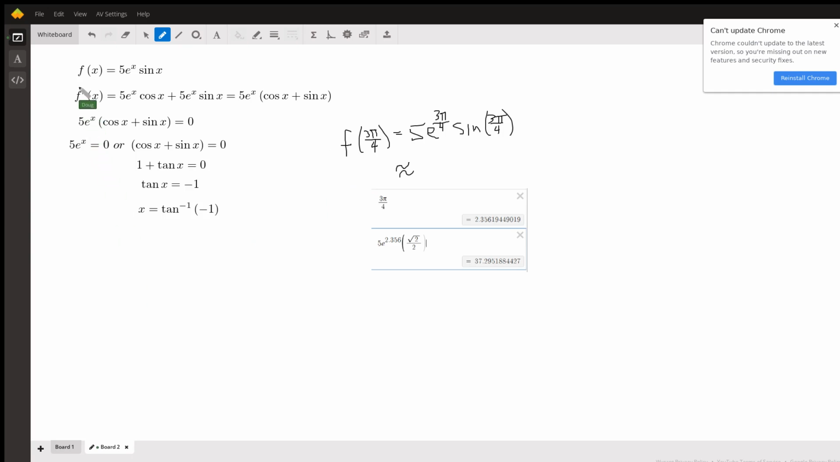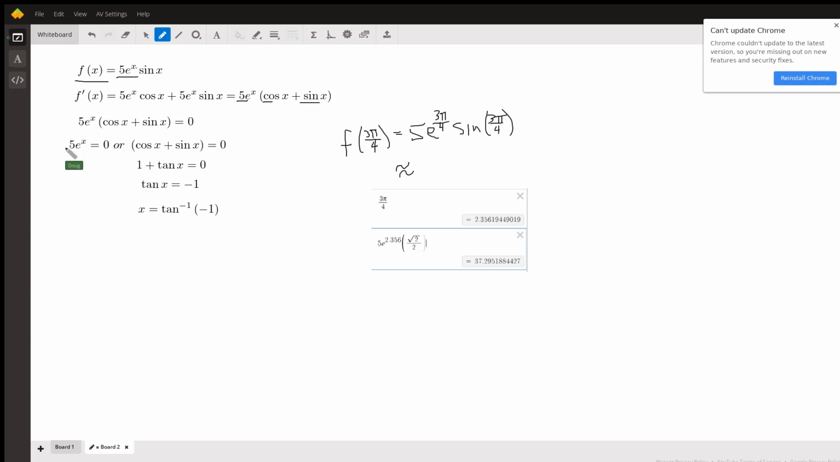So here we go. Here's f of x. We'll find f prime of x using the product rule. So I'll call 5e to the x the first function, sine of x the second function. So f prime is the first function times the derivative of the second, plus the second function, sine of x, times the derivative of the first, which is still 5e to the x. I can factor out the 5e to the x, and that leaves cosine of x plus sine of x. Now we want to know, when does that equal 0?